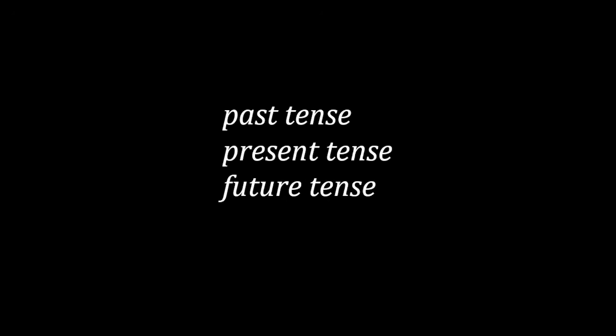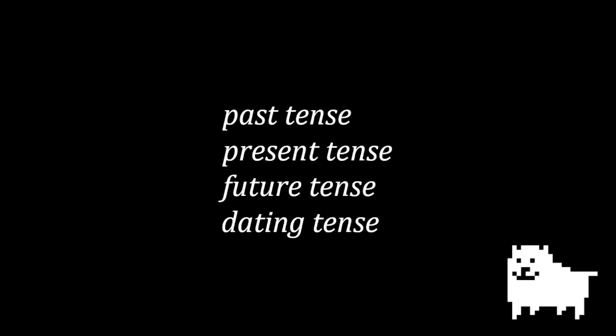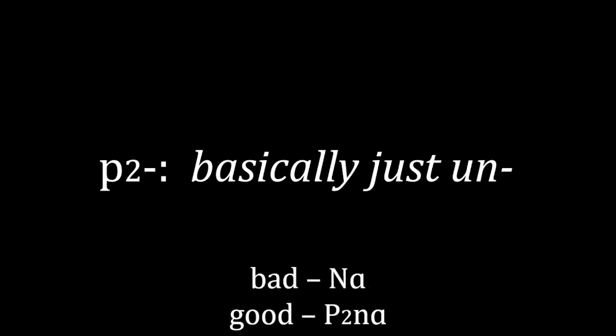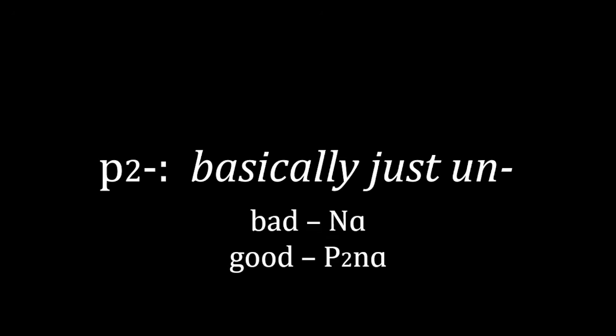Oh, other than past, present, and future tense, there's also a dating tense, which is used for events that happen while you're listening to Toby Fox music. Dating tense uses a prefix instead of a suffix, which is sans. The prefix po is the unequivalent. It takes the opposite of anything. For example, bad equals na, good equals pona.